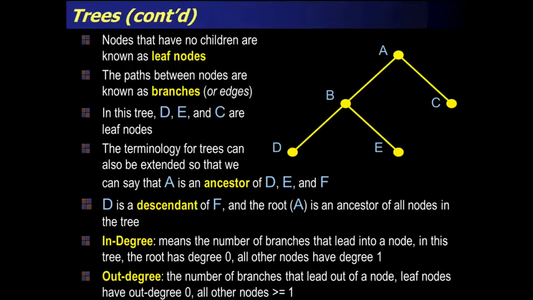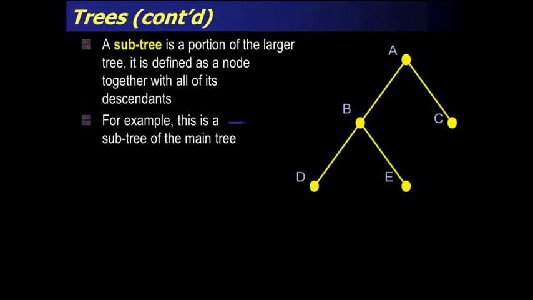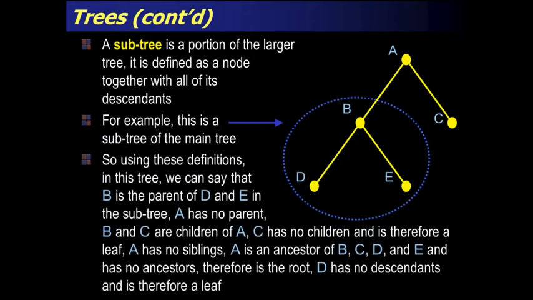In degree and out degree, as I've already explained to you, are the number of branches going in or the number of branches going out. As well, subtrees are portions of larger trees, and subtrees contain the same properties as the tree itself, okay?